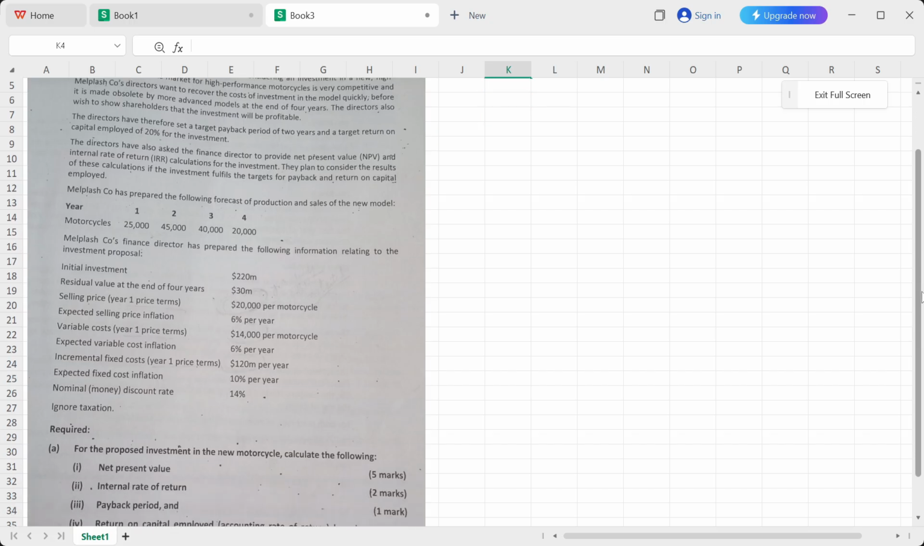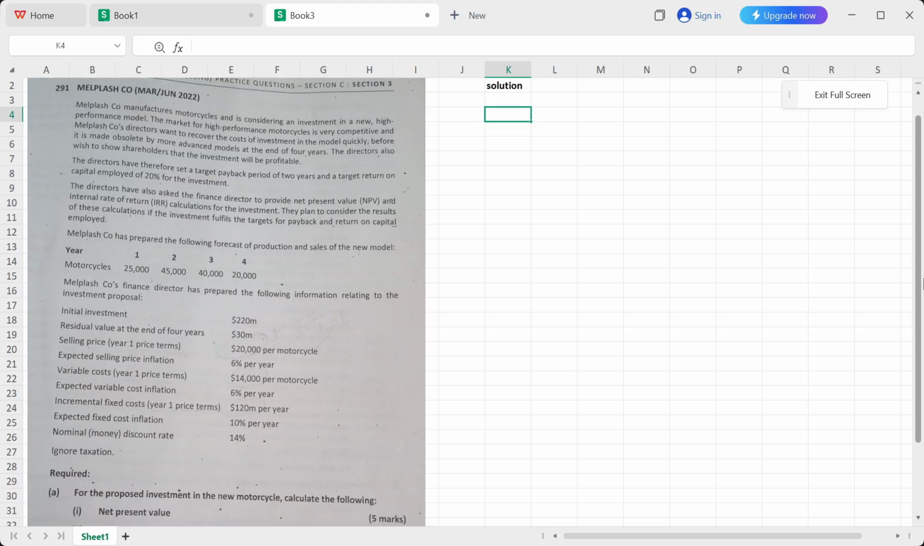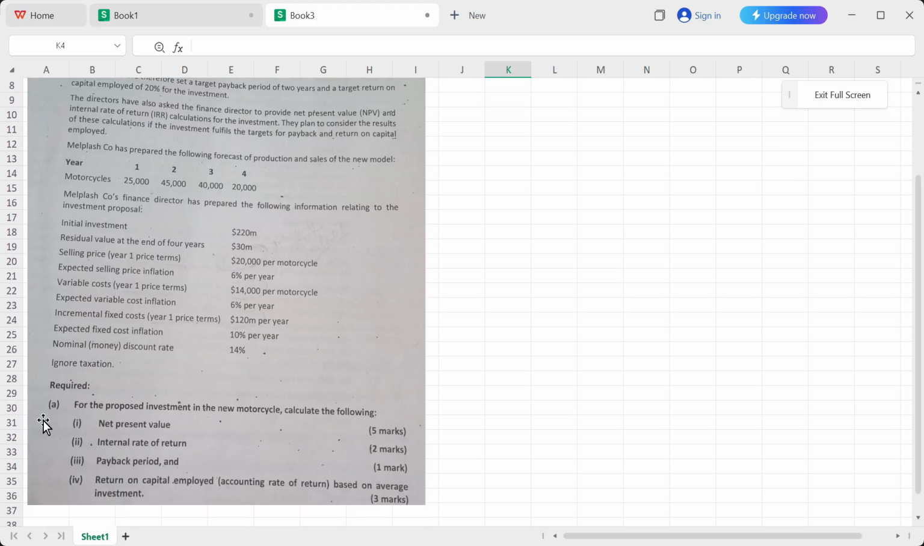All right. The reason that I've selected this question particularly for this video is that if you look at part A requirement, it says for the proposed investment in the new motorcycle, calculate the following. You have to calculate the net present value, the IRR, the payback period, and last but not the least, the return on capital employed. So there is quite a different list of requirements that we have to calculate in this question. So it's a very good question to learn how to do that, right?